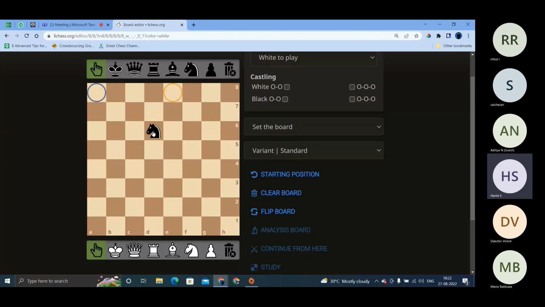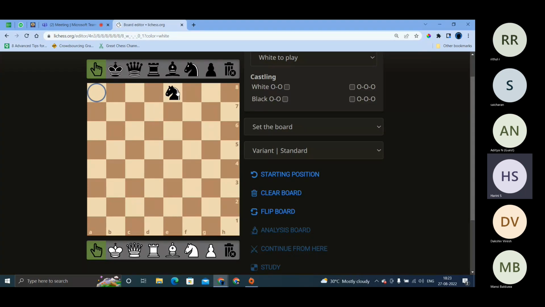Okay, but what is our destination? A8. How will it go from E8? How can it go to A8? Will it go like this? This is not a rook, this is a knight. So E8 is correct. Picking it from D6 and putting it on E8 is correct.